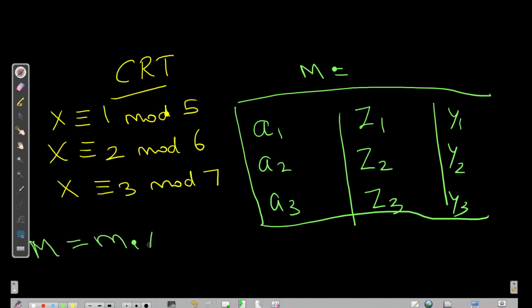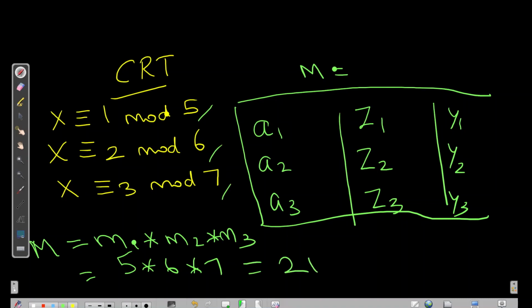Capital M is small m1 into m2 into m3. The values are 5 into 6 into 7. Here the given values are 5, m1, m2, m3. So 5 into 6 into 7 means the value is 210. 5 sixes are 30, 30 into 7 is 210. Now I am writing M equal to 210. So this is the first value we are going to fill in this table, the topmost value, the M value.